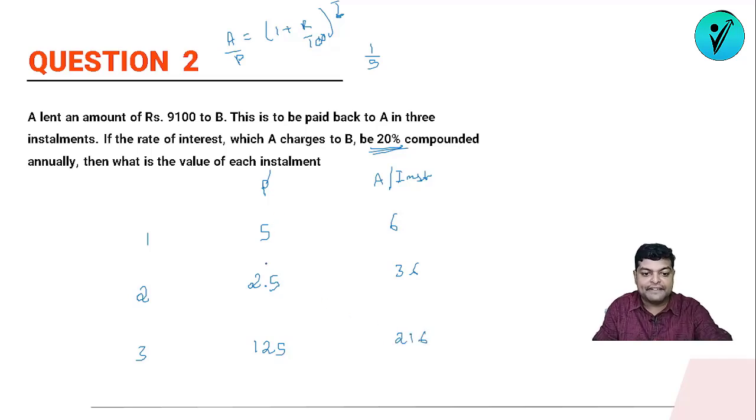5 to the power of 1, 5 to the power of 2, and this is 5 to the power of 3. But in the question, it said that it has to be paid in 3 equal installments. And clearly, when I look at the ratios, here it is 216, here it is 36, here it is 6. Are the 3 installments the same? You'll say, sir, no, installments are not the same. So what we have to do is make the installments the same.